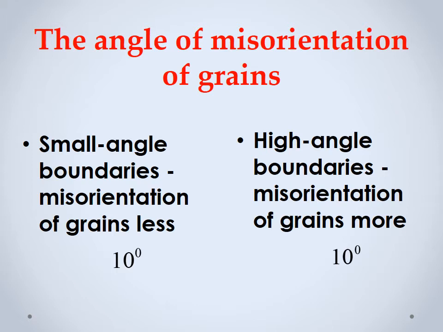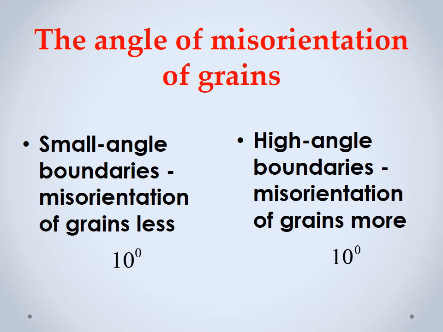Lattices of neighboring grains or subgrains are elastically matched, with the exception of the places where edge dislocations are located. The boundary between these grains is a wall constructed from dislocations of the same sign. The distance between dislocations of the wall, d, the Burgers vector of dislocations, and the misorientation angle theta are related by the following relations.